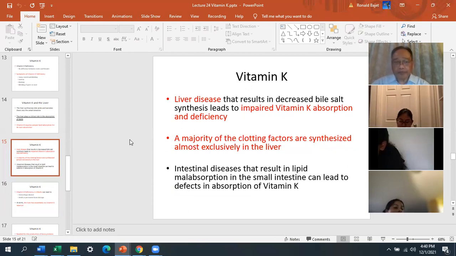So that's why if you have liver disease, you're not going to be able to absorb vitamin K. Like I mentioned earlier, the majority of your clotting factors are made almost exclusively in the liver. So if you have liver problems, you're going to have clotting problems, coagulation problems. Intestinal diseases that result in lipid malabsorption in the small intestine can also lead to defects in vitamin K absorption.